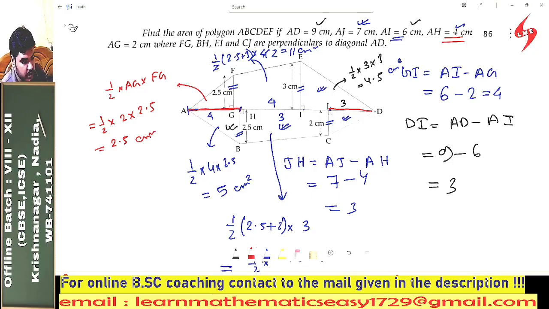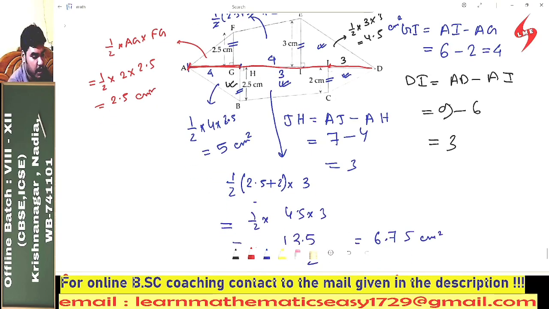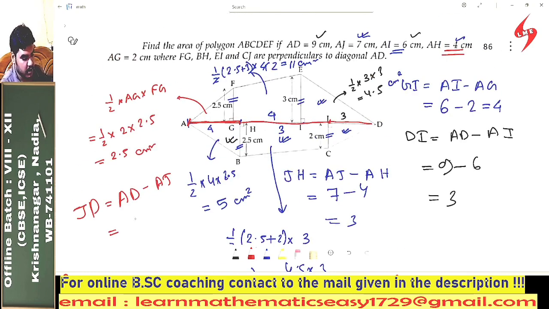So if we subtract the AJ, this part from point A to point J, here is point A and here is point J, from the total length AD, we can easily obtain the JD distance. That means JD is AD minus AJ. AD is 9 and AJ is 7. That means 2.